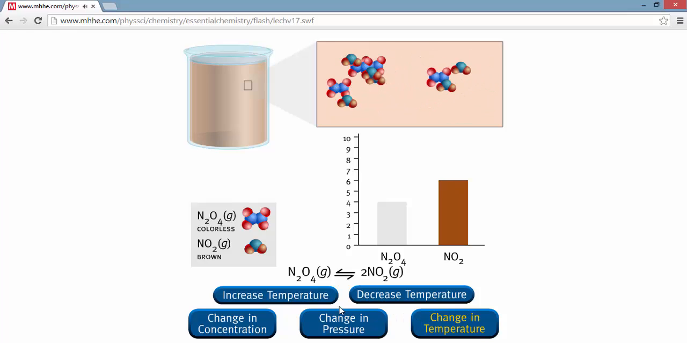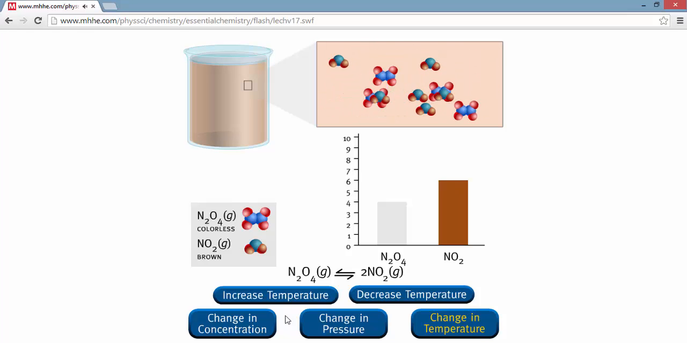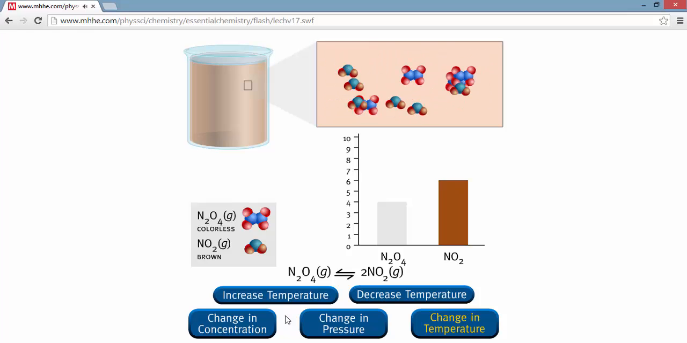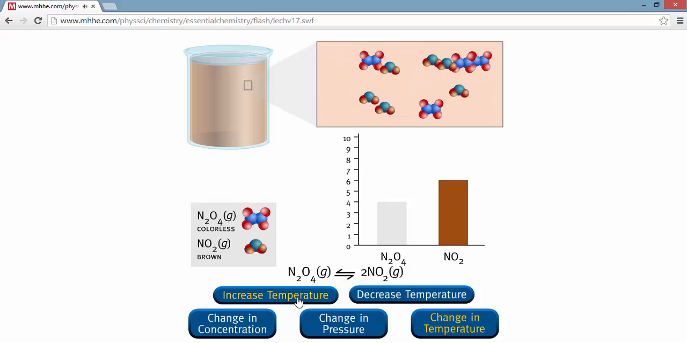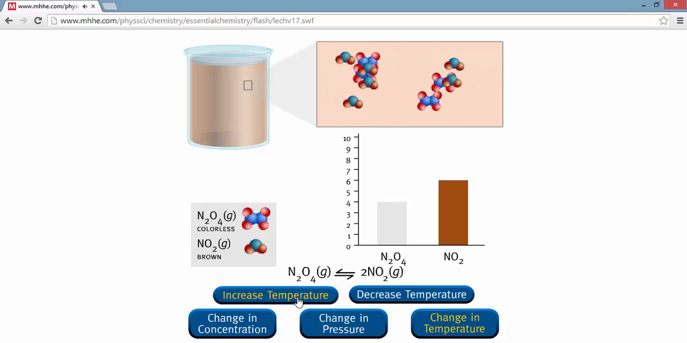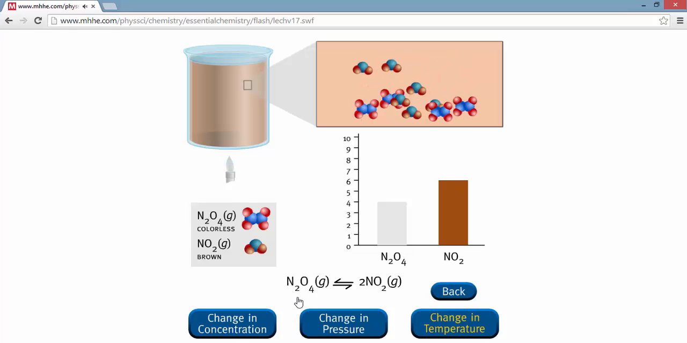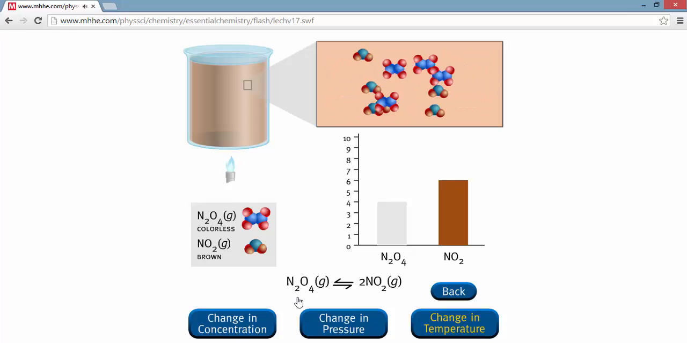Consider the following reaction at equilibrium. N2O4 in equilibrium with nitrogen dioxide, NO2. Under the given reaction conditions, the ratio of N2O4 molecules to NO2 molecules is 2 to 3 at equilibrium, as shown in the microscopic view. Because NO2 is a brown gas, the equilibrium mixture has a brown color, as shown in the macroscopic view. Let's stress this system by changing the temperature. You have increased the temperature of the system by adding heat.